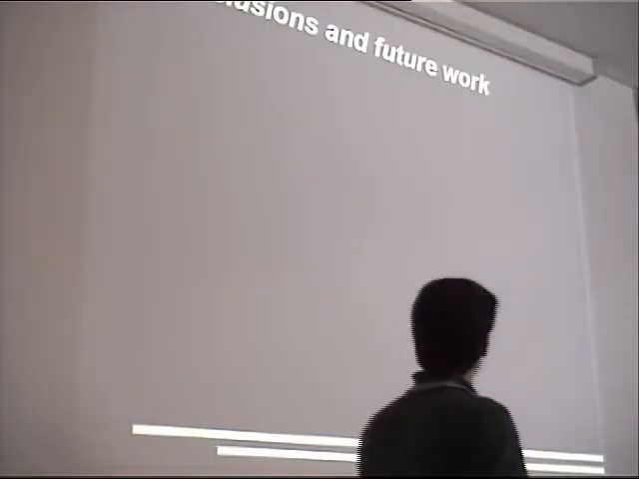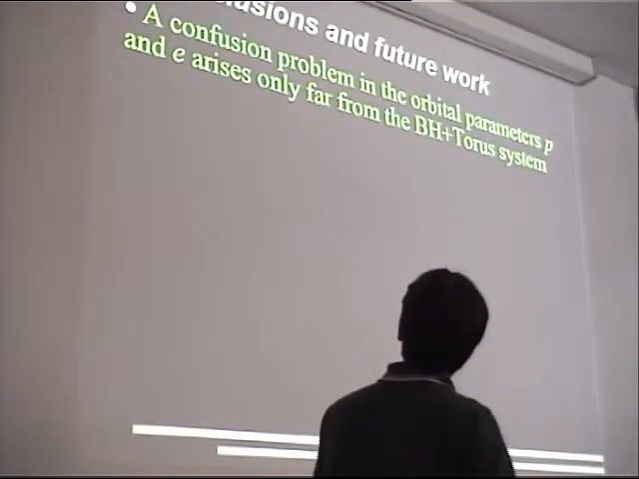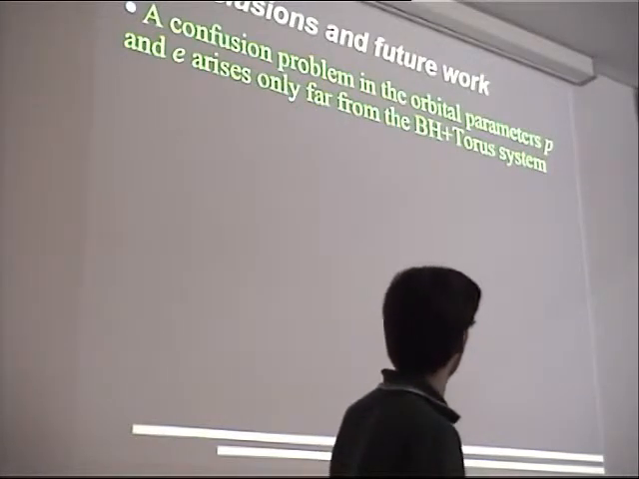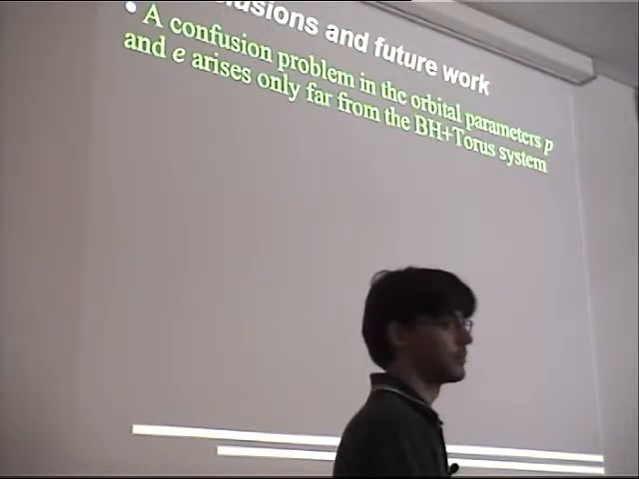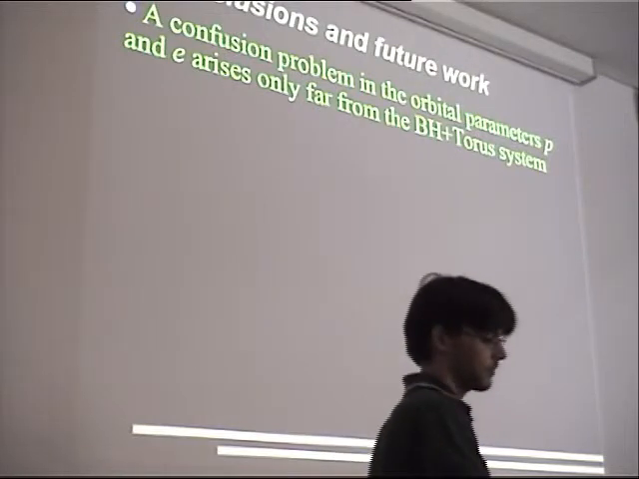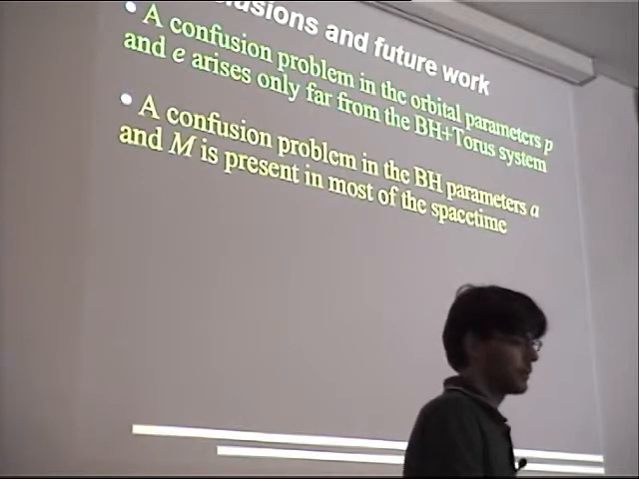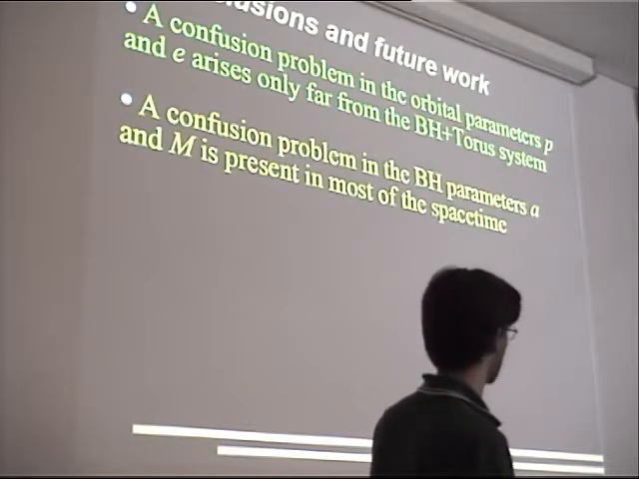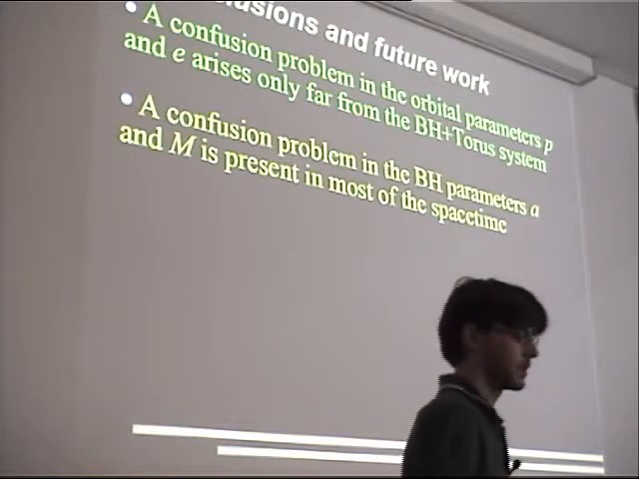So, summing up, we found a confusion problem in the orbital parameters P and D only far from the black hole plus torus system, whereas we found a confusion problem in the black hole spin and mass in most of the space of parameters, in most of the spacetime, if you want.